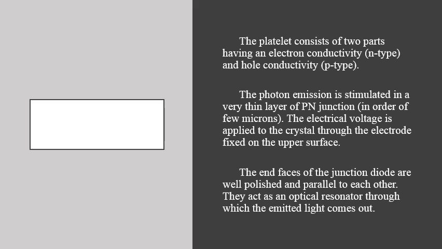The electrical voltage is applied to the crystal through the electrode fixed on the upper surface. The end surfaces of the junction diode are well polished and parallel to each other. They act as an optical resonator and so give a large number of photons having the same amplitude, same frequency, and same state of polarization.